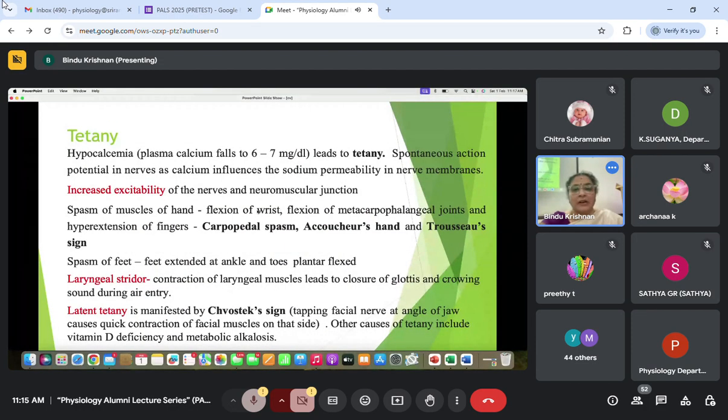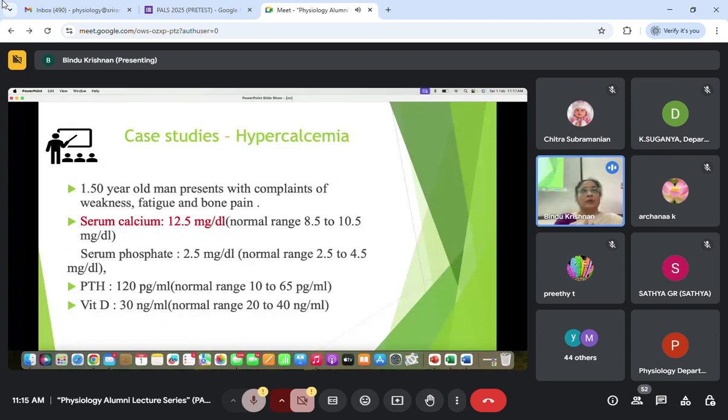Thank you. So where you could see the latent tetany when the facial nerve was tapped at the angle of jaw, that particular side facial muscles contracting, plus the carpopedal spasm, which was also demonstrated. Right. So till now, what we had seen was hypocalcemia and the role of this PTH, vitamin D. Remember, hypocalcemia, no role of calcitonin, right?